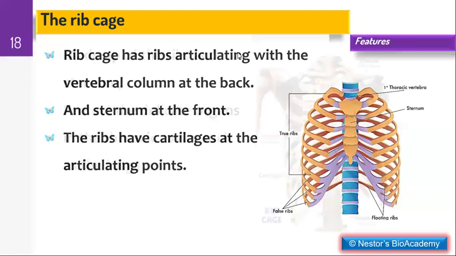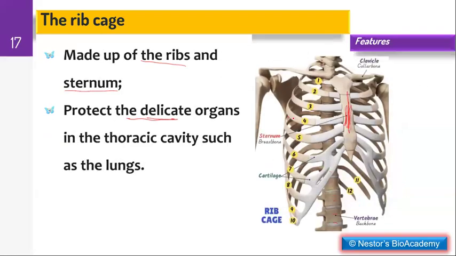And if you can recall from the previous illustration we have here, we all have 12 pairs of ribs, meaning in total we have 24 ribs. And of the 12 pairs of ribs, the 11th and the 12th pair are referred to as the floating ribs. These ribs are floating because if you look at them carefully here, you realize they are not attaching to the sternum at the front.